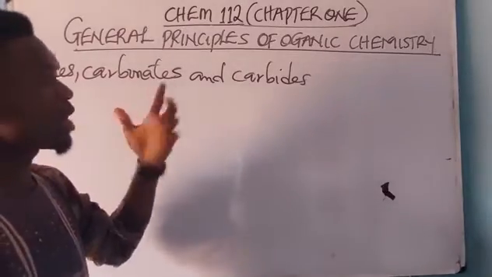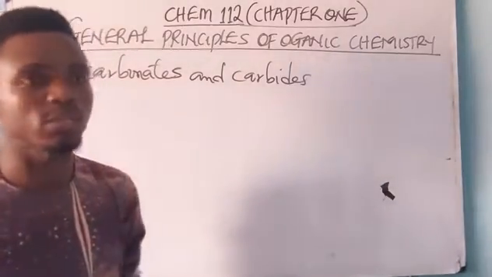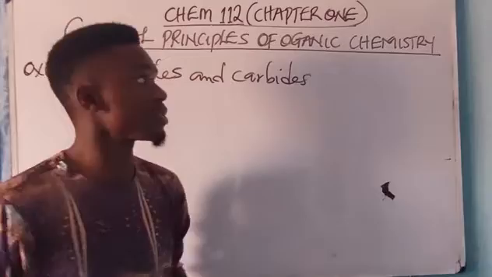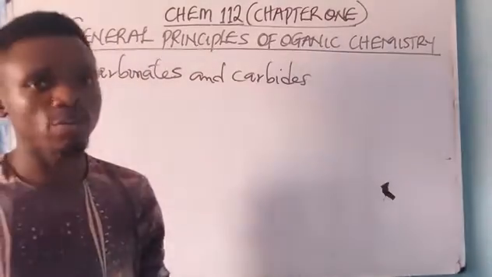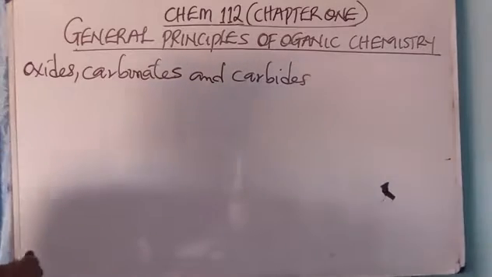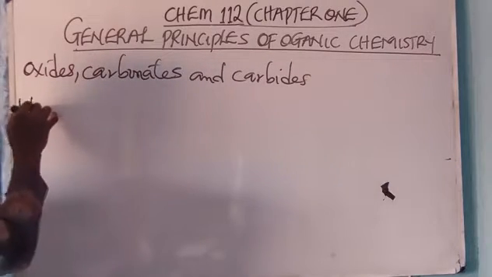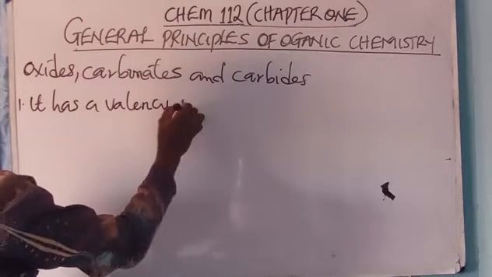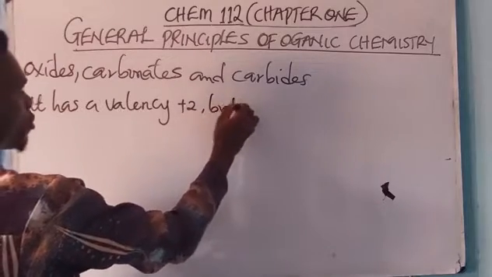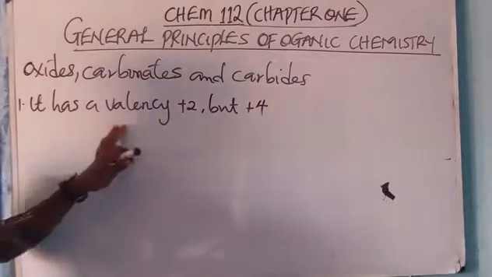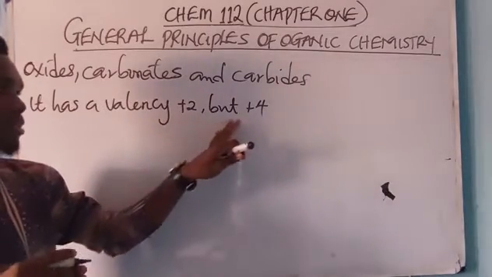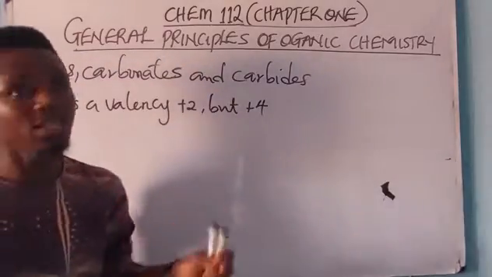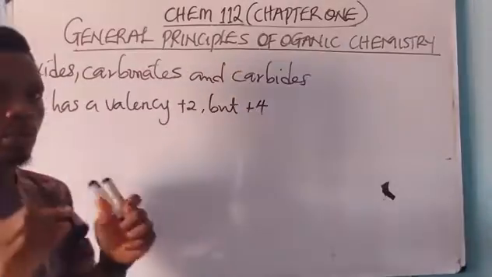Carbon is called an ubiquitous element. That is, it is found everywhere, in both plant and animal. There are certain uniqueness of carbon. One, it has a valency greater than 2, but a maximum of 4. Two, large compounds are made up of carbon. That's why we say it is an ubiquitous element.